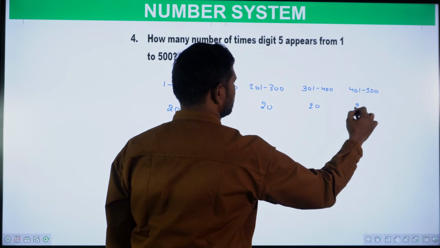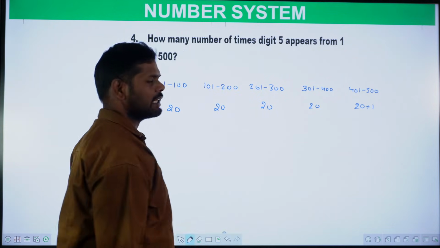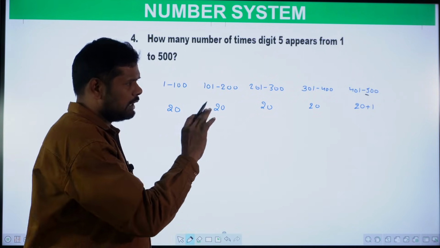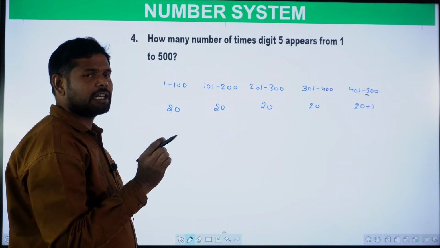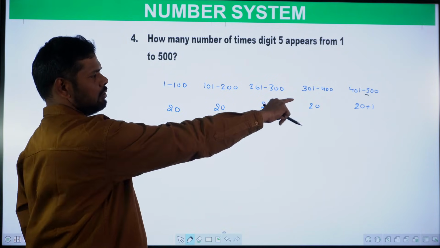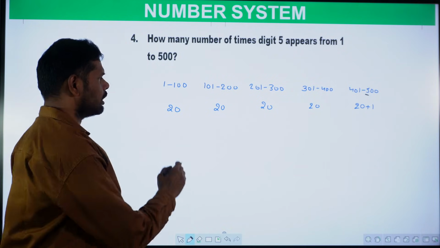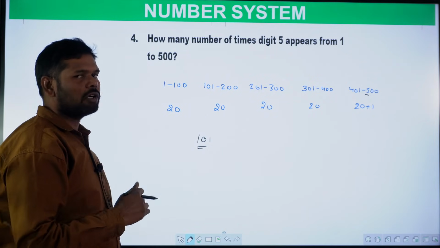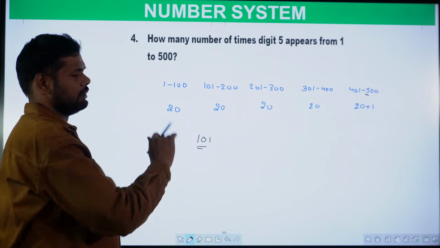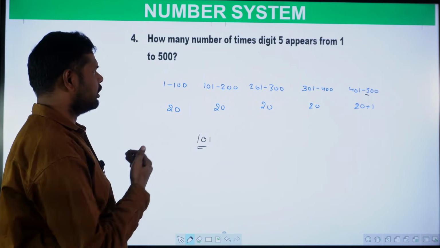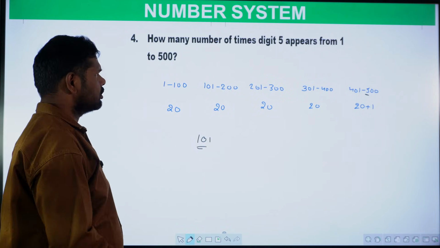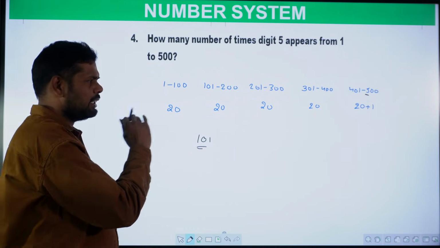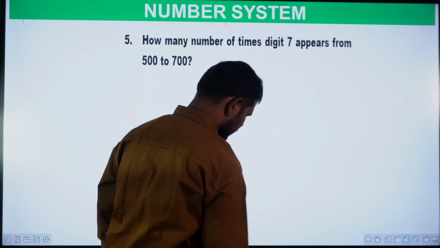Plus 1 extra is there in 500, exclusively in 500. One extra 5 is there. That's why I added that 1 to 20. So in total, 101 5s appear from 1 to 500. That is the case. So like this, we are going to solve any type of questions. Whatever way the question is framed, we are good at basic concepts, so just applying them to the questions is enough to solve any type of questions.